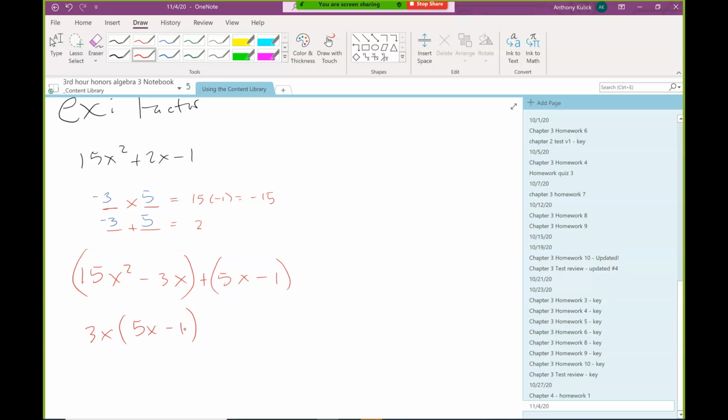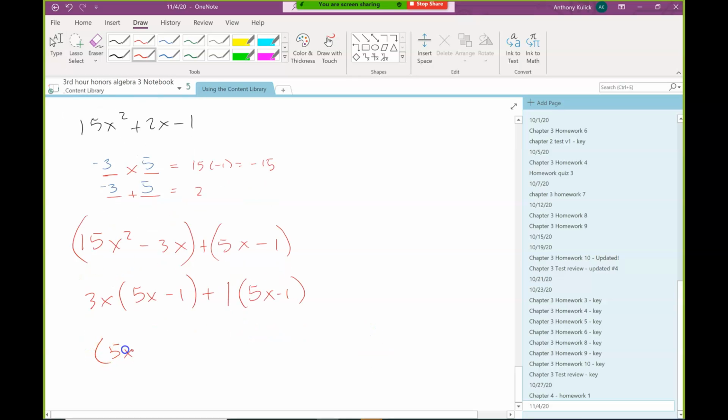If I look at the second set of parentheses, what's the greatest common factor there? One, right? There's always a greatest common factor. Sometimes it's just 1. So far, so good. What do we do next? Very good. Take another greatest common factor. This time it's the 5x minus 1. When that comes off, what are we left with? 3x plus 1.